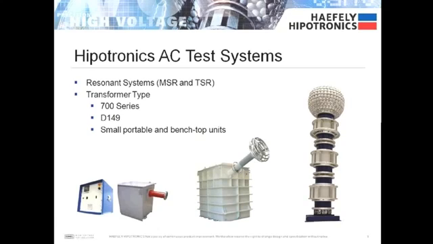So just to recap on the product lines that we offer for AC testing, we have our resonant test systems, which are our MSR and TSR systems. These are used for much higher voltage and higher power requirements. We won't get into too many details on these two products, but these are commonly used for power transformers and power cable. We also have the transformer type, the 700 series, which we will focus on later on with the new PLC controller. We also have an ASTM D149 breakdown test system, and then we have the small portable and benchtop units that are used in labs, with much lower current and lower voltage than the other systems.